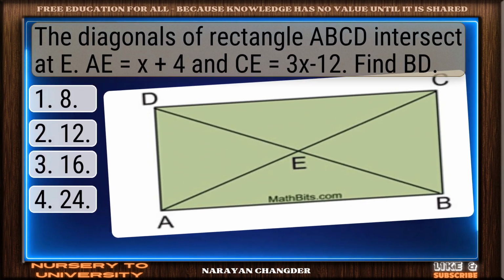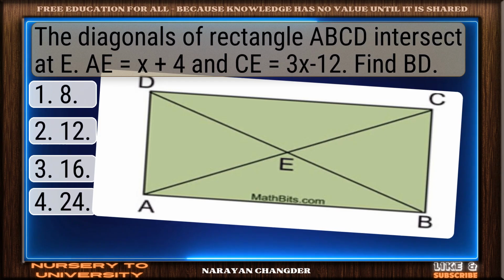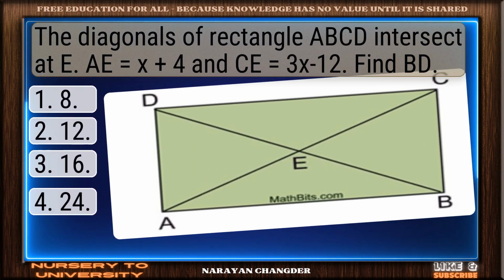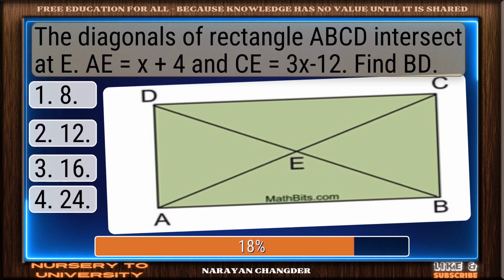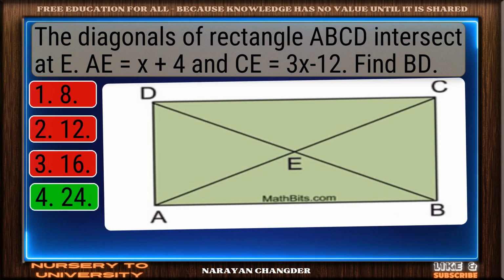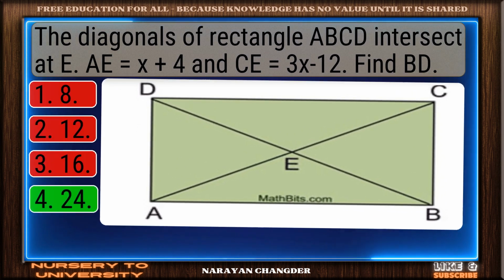Question number 4. The diagonals of rectangle ABCD intersect at E. AE equals x + 4 and EC equals 3x - 12. Find BD. Great job. 24 is the accurate answer.